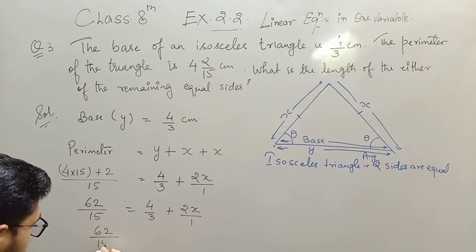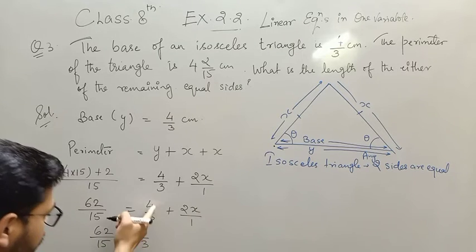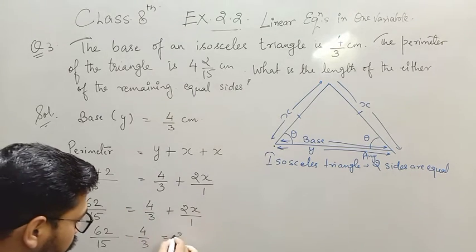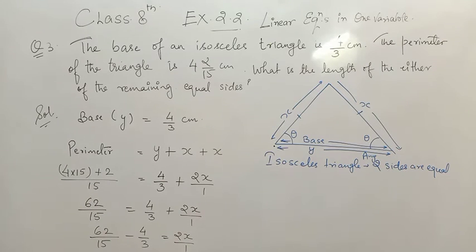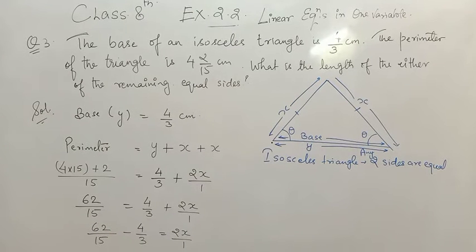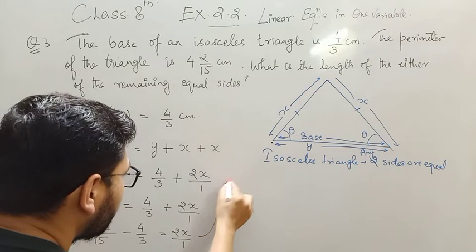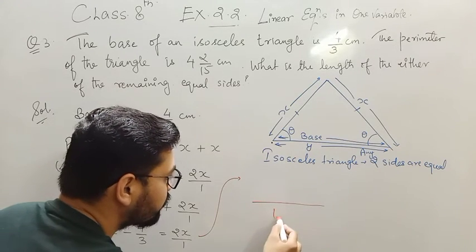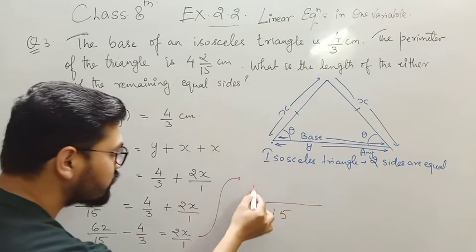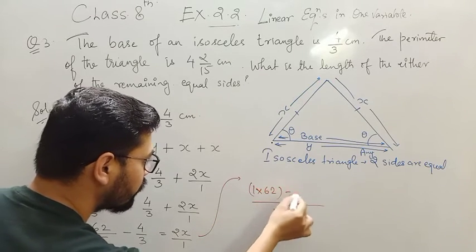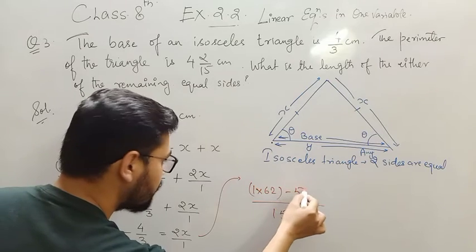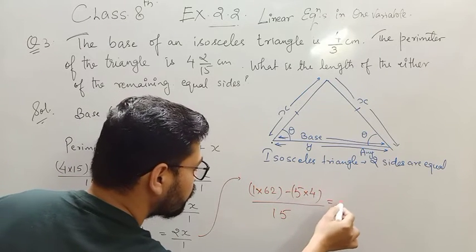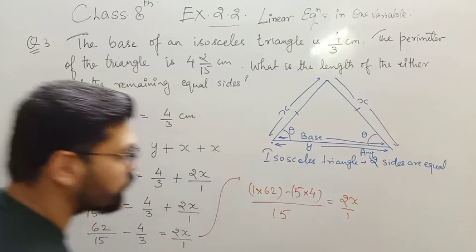Now 62 divided by 15 minus 4 by 3, I just transpose this value to the LHS, is equal to 2x divided by 1. Now I'll explain this question here. The LCM of 15 and 3 will be 15. 15 ones are 15 into 62, 3 fives are 15 into 4, is equal to 2x divided by 1.